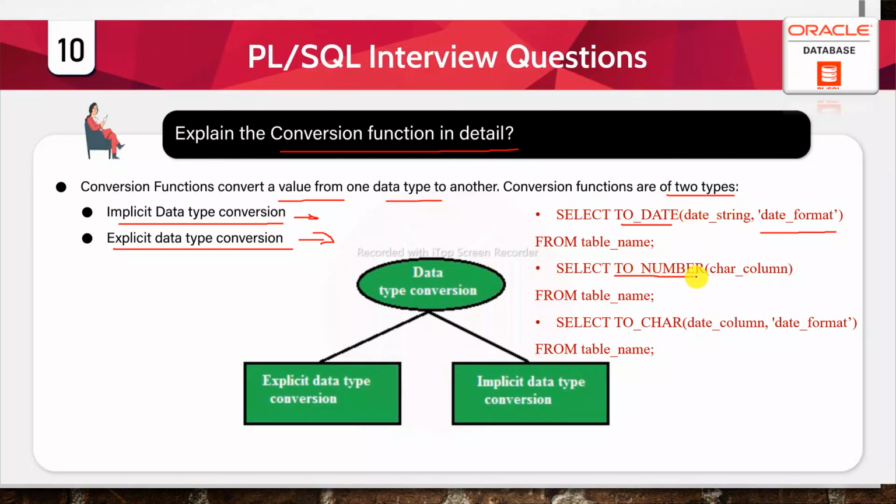Next, if you want to convert to a number, that is TO_NUMBER. If you want to convert a character column to a number, you can use the function called TO_NUMBER. Likewise, you can convert the data type. Next, if you want to convert into a character, suppose a date column is present, then you can easily convert this into a character. The date column is written here along with the date format, whatever format is mentioned, you can write that format. So this is how the data types can be converted. That is explicit data type conversion and implicit data type conversion.